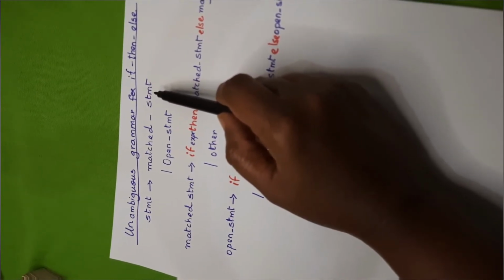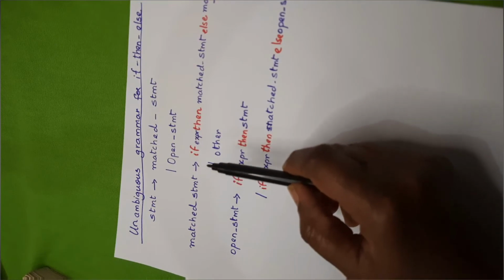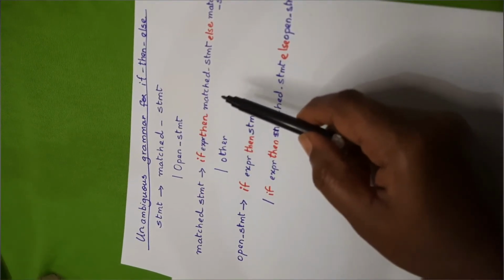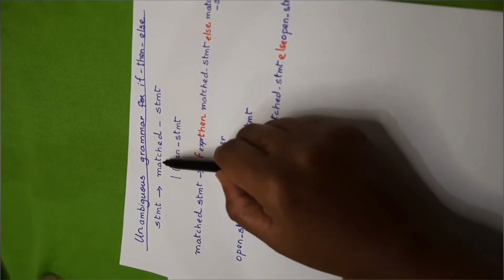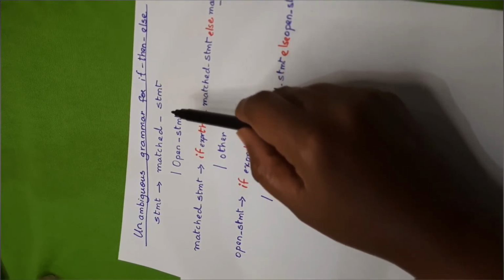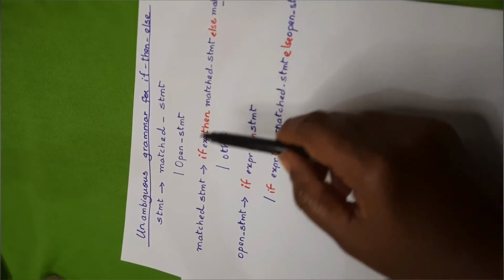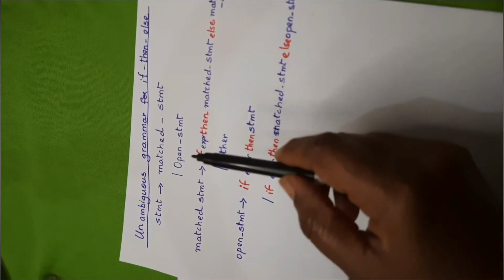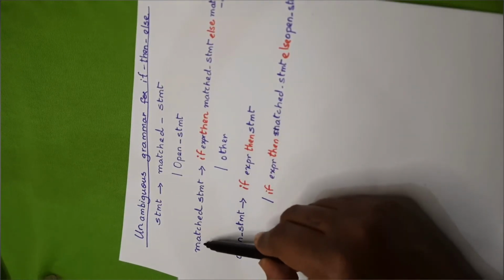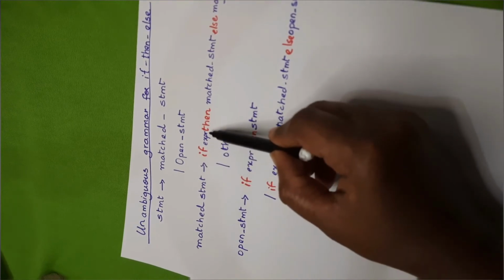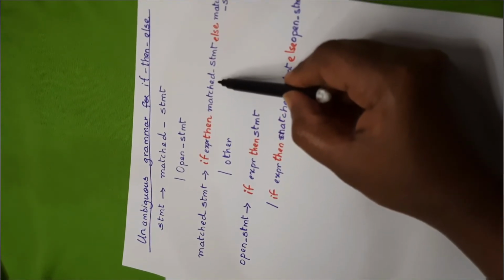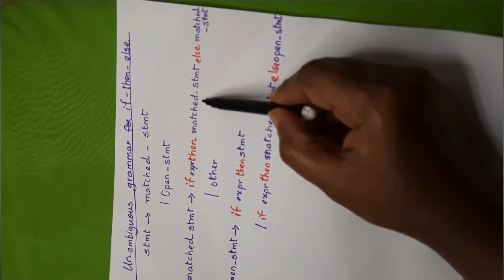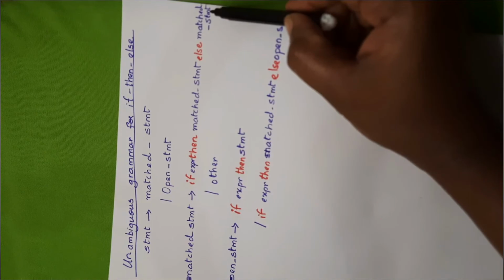As I said, when we are expanding a statement in between, that is, immediately after then and before else, it must be complete. It must be a matched statement. And when it comes to the end, it can be either a complete if else statement or only an if statement. So we will write here: matched statement is if expr then matched statement else matched statement. So a matched statement means it has both if and else.